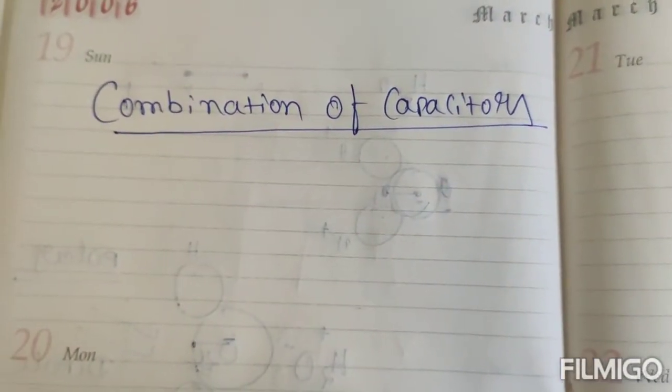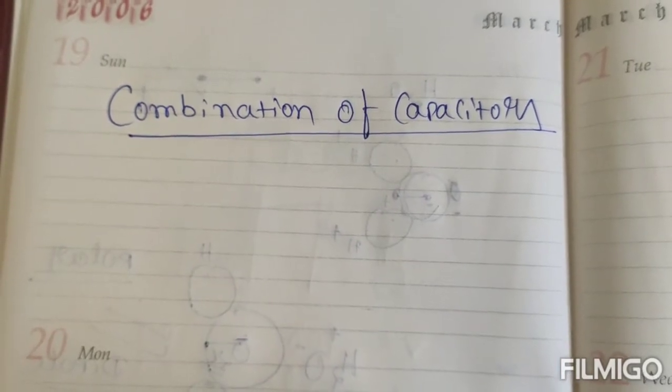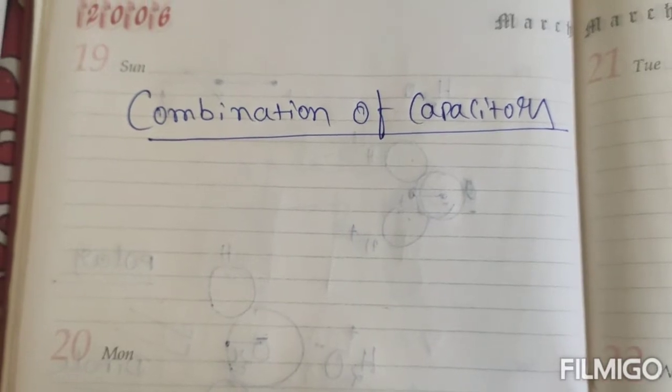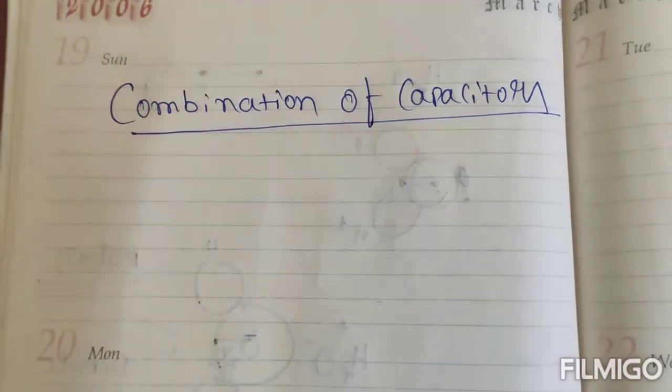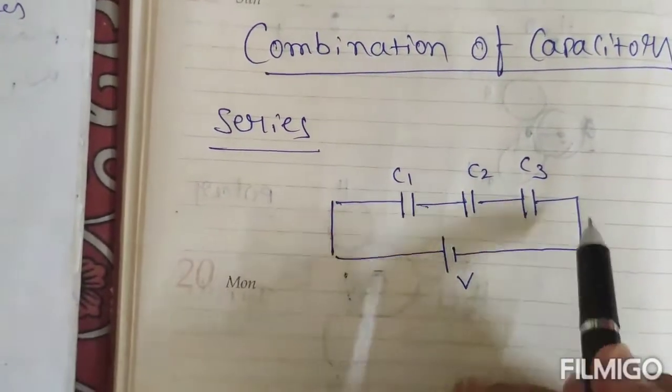Welcome students. Let us now study combinations of capacitors. There are two kinds of combination. One is series, another one is parallel. Let us see in detail. This is known as the series connection.